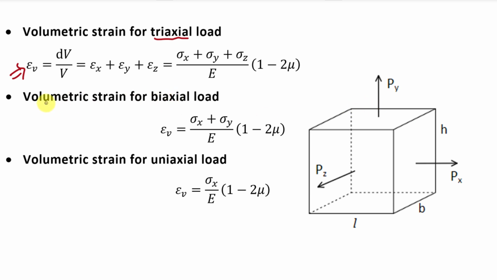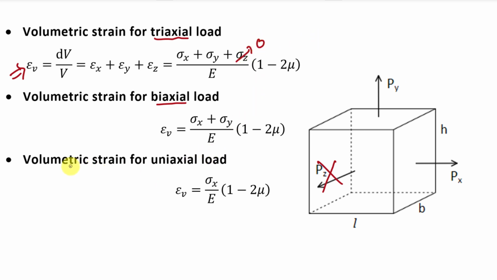If we want to find the value of volumetric strain for biaxial load, then let's say we remove this Pz load. This loading condition is called the biaxial loading condition, because here we apply load in 2 directions, x and y. So in this case, the value of volumetric strain will be epsilon V is equal to sigma x plus sigma y divided by E into bracket 1 minus 2 mu. Here we put sigma z equal to 0, right? Because in this case, stress in z direction will be 0.